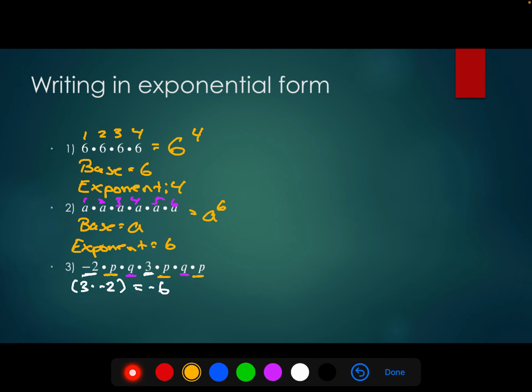Then we have 1, 2, 3 p's that are being multiplied. So that's p times p times p, which is p to the 3rd. And then last we have 2 q's being multiplied together. q times q, that's q squared. After we do that for all of our bases, all of our terms, we can just combine these 3 with multiplication. So when we do that, we end up with -6 p cubed q squared.